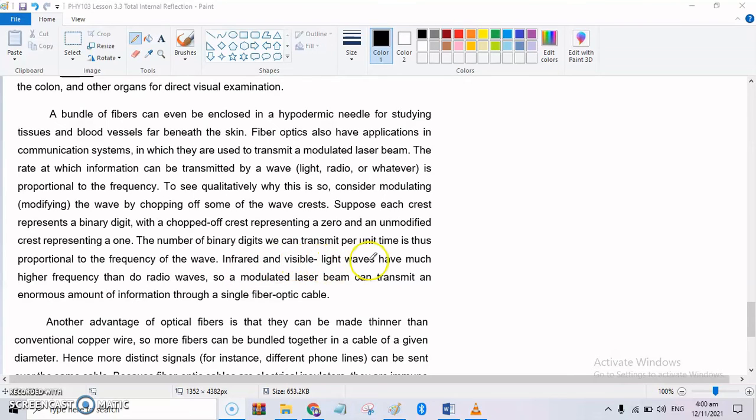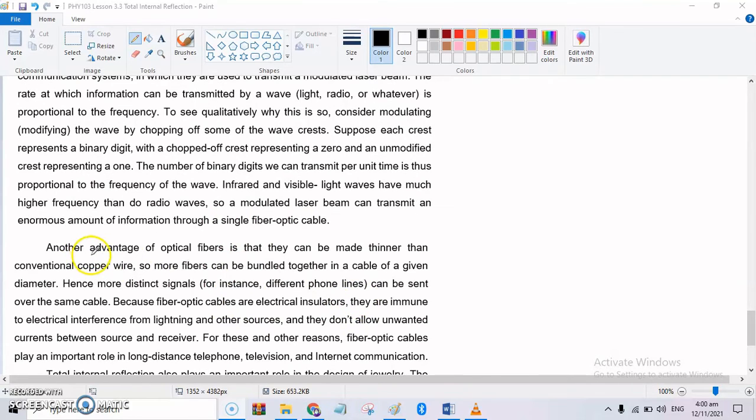Infrared and visible light waves have much higher frequency than radio waves, so a modulated laser beam can transmit an enormous amount of information through a single fiber optic cable. Another advantage of optical fibers is that they can be made thinner than conventional copper wire, so more fibers can be bundled together in a cable of a given diameter. Hence, more distinct signals, for instance different phone lines, can be sent over the same cable.